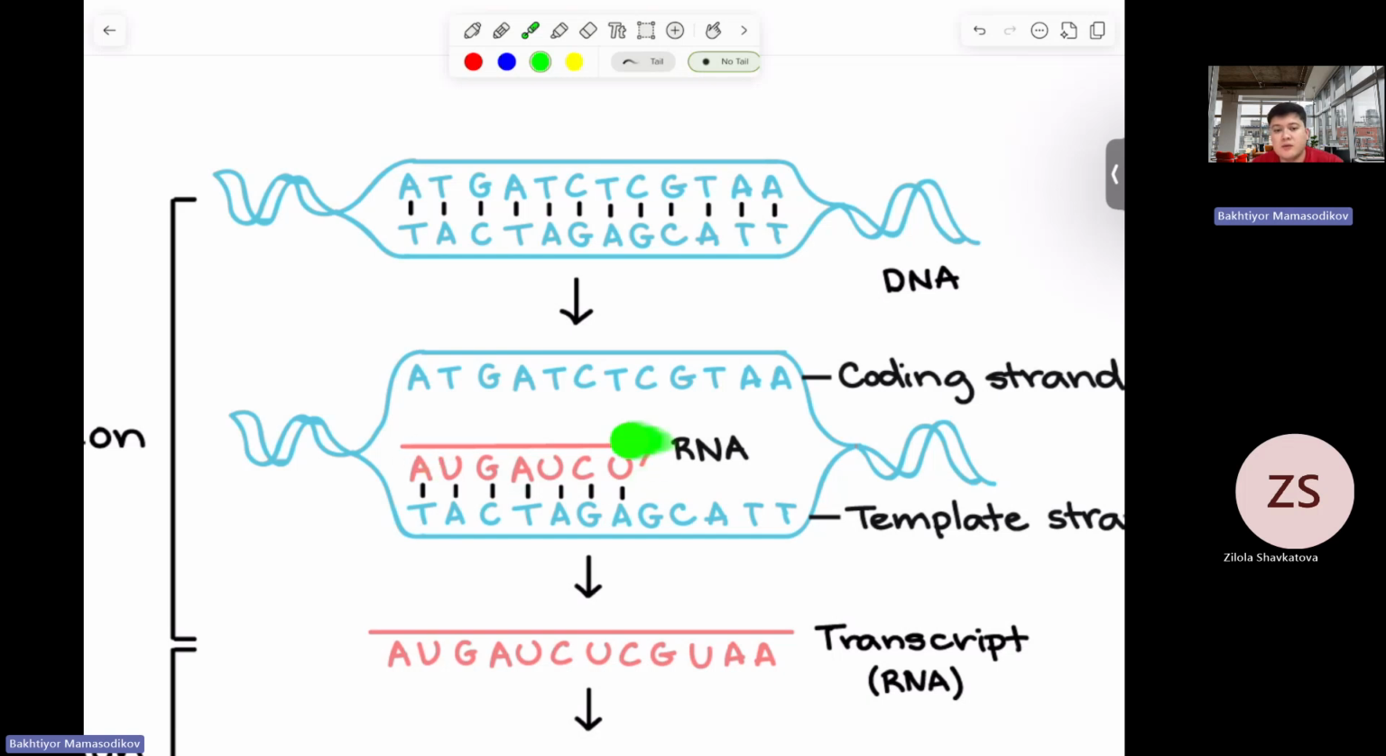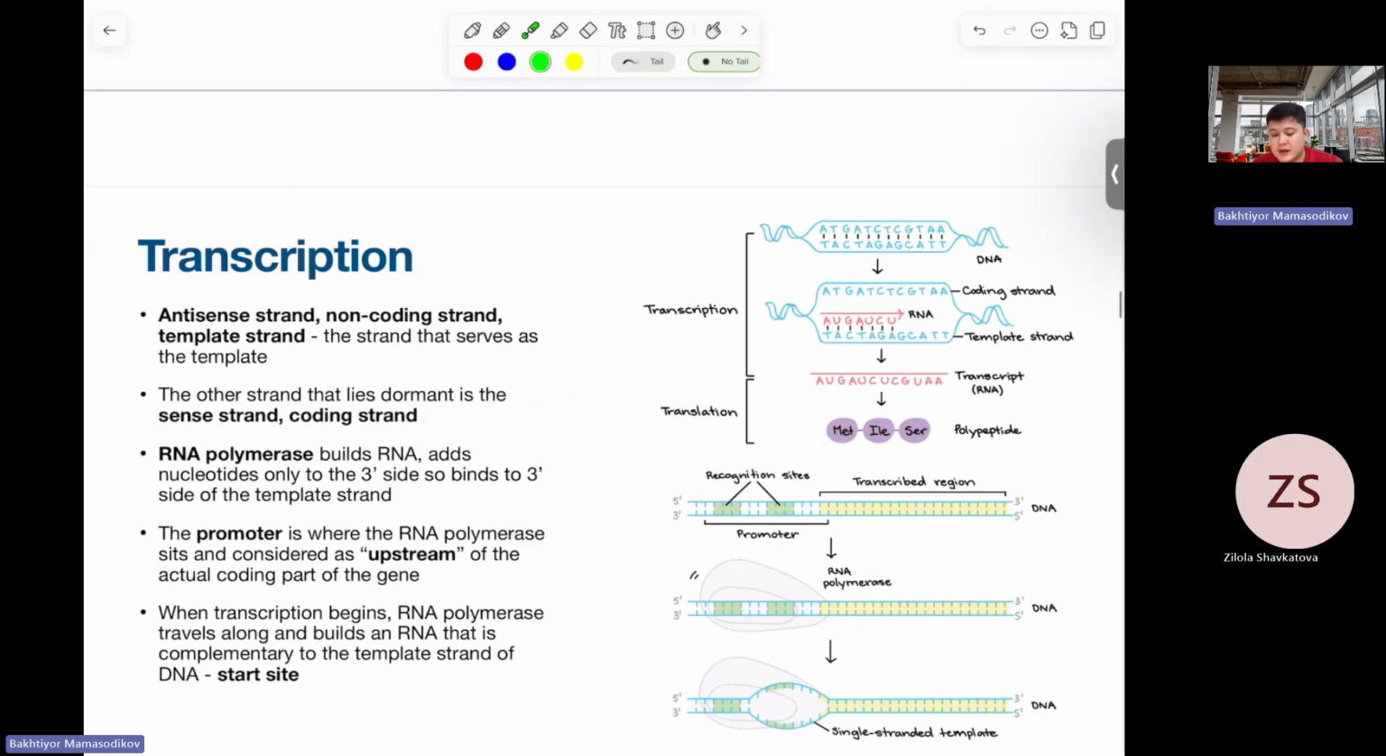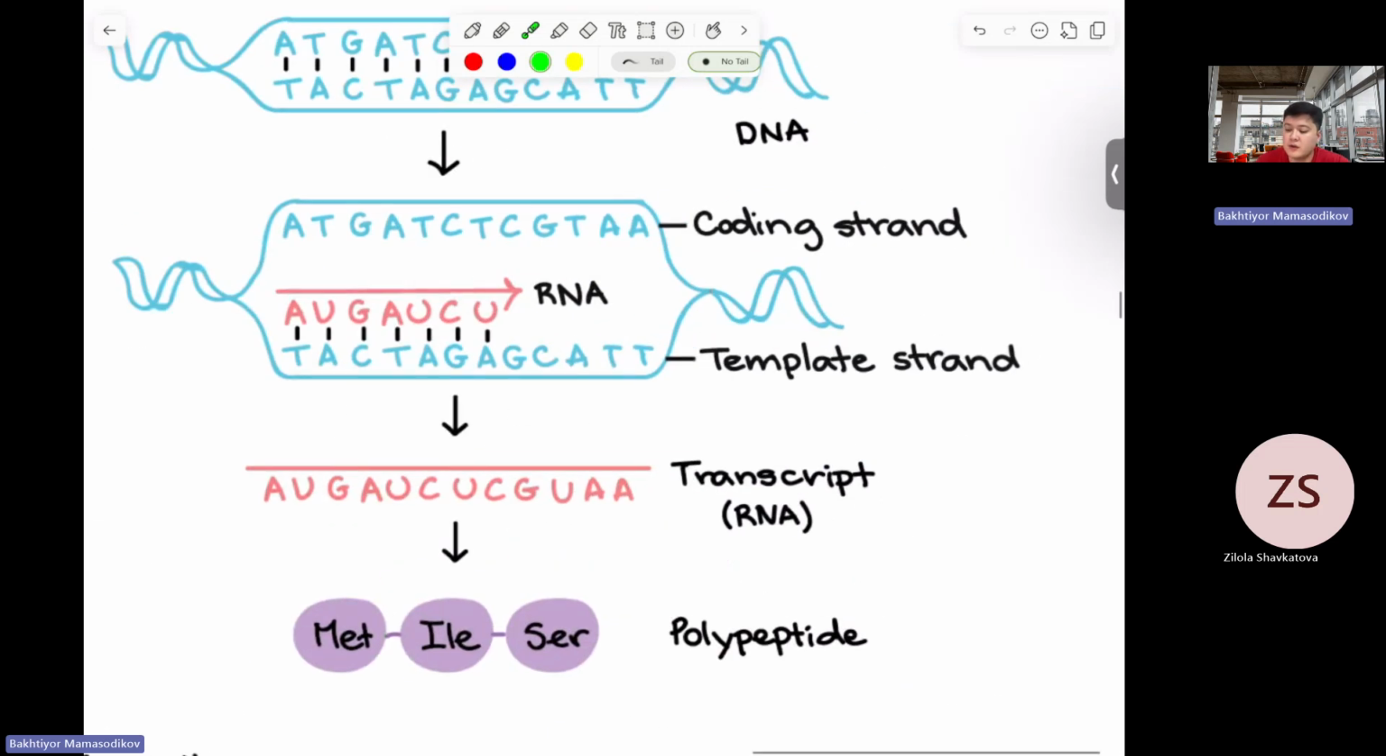So what's the coding strand or sense strand? It's not used during transcription. This coding strand, sense strand, or non-template strand, we call it by three names. The template strand we call the antisense strand, non-coding strand, and template strand. The question might tell you the coding strand of the DNA and ask you to identify the messenger RNA synthesized from it. So you will be given these kinds of terminologies, and you have to know them for exam purposes as well.